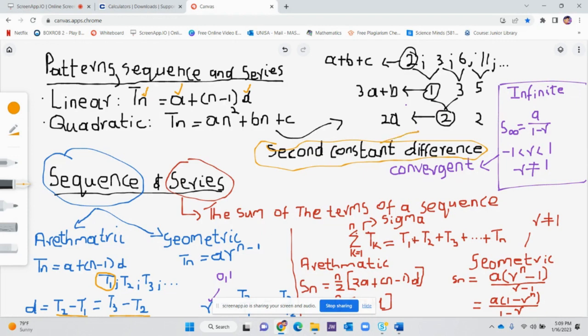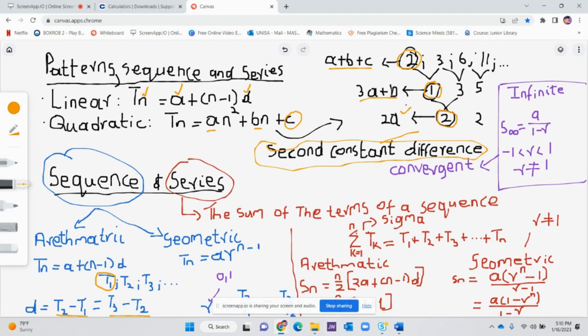And then the way in which we find the values of A, B, and C was determined by these formulas. Your 2A would be equal to the second constant difference, then 3A plus B would be equal to the 1 calculated there, and then A plus B plus C will be equal to the first term of the sequence. So that's how far we went in grade 11.